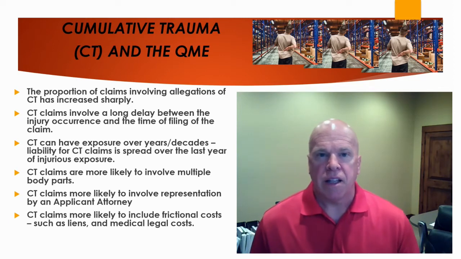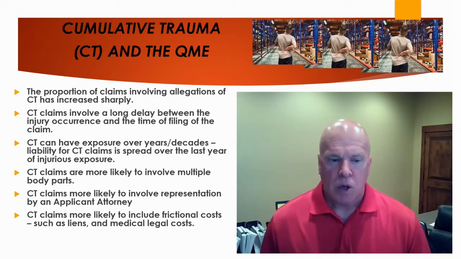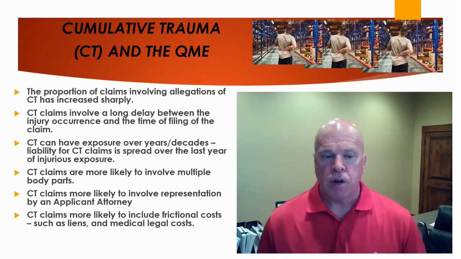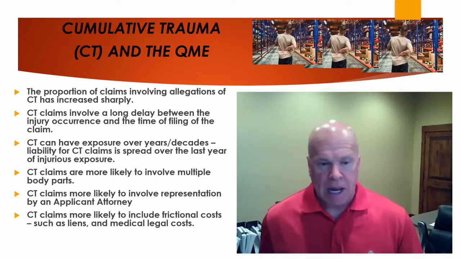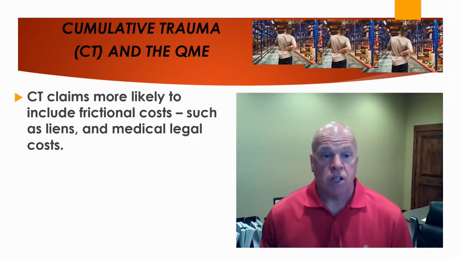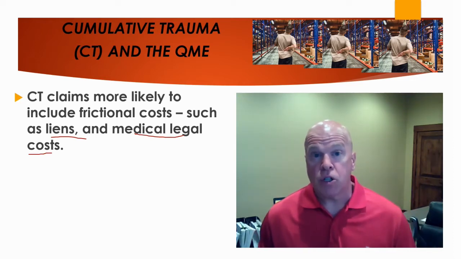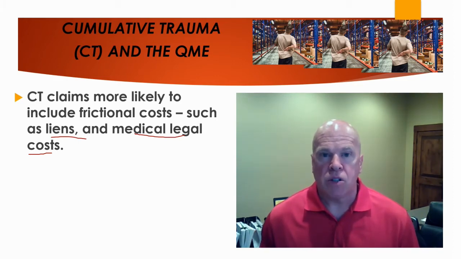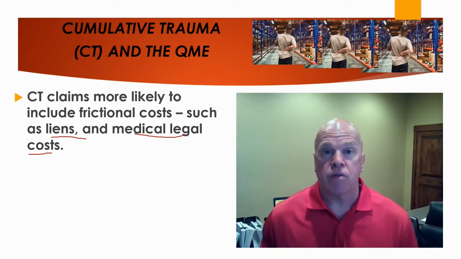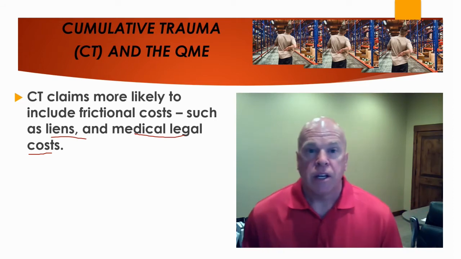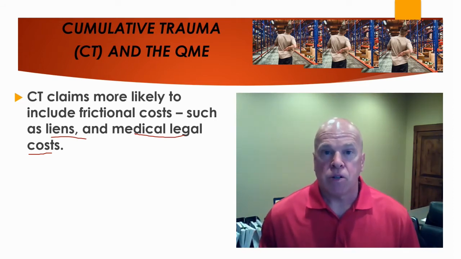And then finally, and this is where we come in as qualified medical evaluators, cumulative trauma claims are more likely than specific injury claims to include frictional costs such as liens and medical legal costs. The reason that cumulative trauma injury claims are so high in these associated and ancillary costs is because many times these claims come to us as denied claims. It seems that claims administrators, in a knee-jerk reflexive reaction upon receiving a claim for industrial injury that involves cumulative trauma, simply deny the claim to give the claims administrator a period of time to investigate industrial causation for the claim.